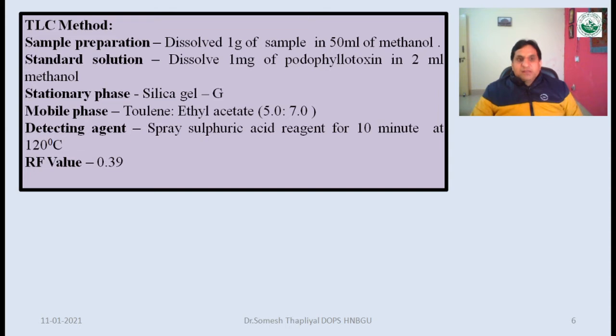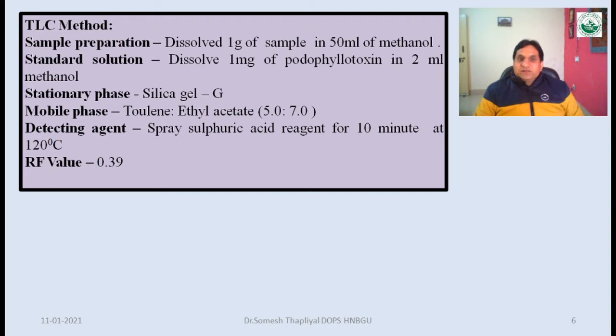of methanol, and with the help of silica gel as a stationary phase, we will make a slurry of silica gel G and spread it on the TLC plate, followed by drying at 105 degrees Celsius in an oven. The mobile phase commonly used for the identification is toluene and ethyl acetate, and the ratio should be 5:7. And we can detect the spots or presence of podophyllotoxin with the help of sulfuric acid reagent.